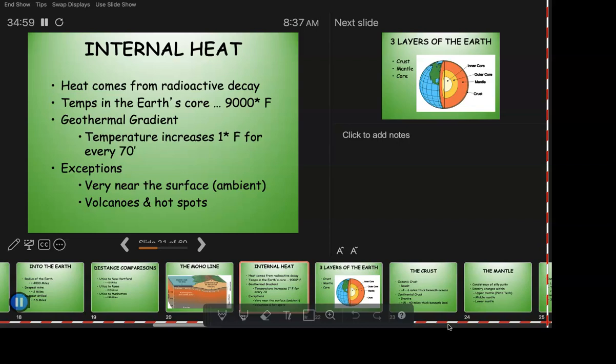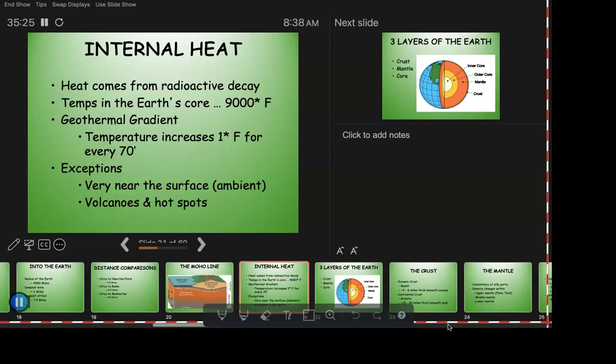Another vocabulary word. And this should be in bold to indicate that it is indeed a vocabulary word. Geothermal gradient, right there in the center. We've measured, we've realized, we've noticed, however you want to say it, that there is a slow but steady increase to that 9,000 degrees Fahrenheit.